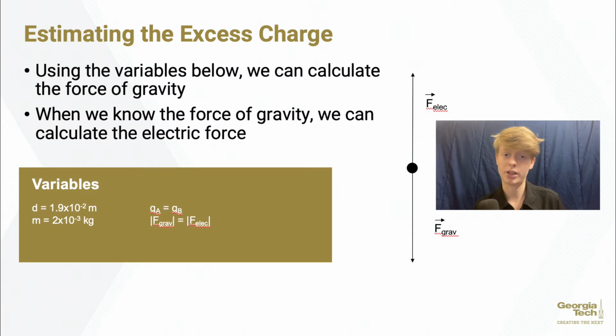Using the variables that are on screen now, we can calculate the force of gravity acting on the pieces of tape. We know that the magnitude of the force of gravity is going to be equal to the magnitude of the electric force. We can also ignore air resistance, and we can assume that the two pieces of tape have the same amount of charge that is evenly distributed along the entire length of the tape.